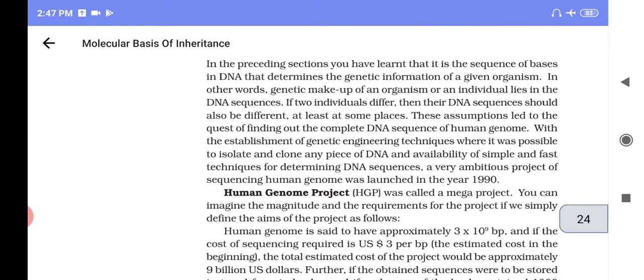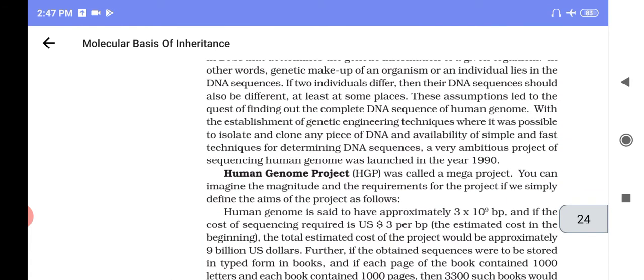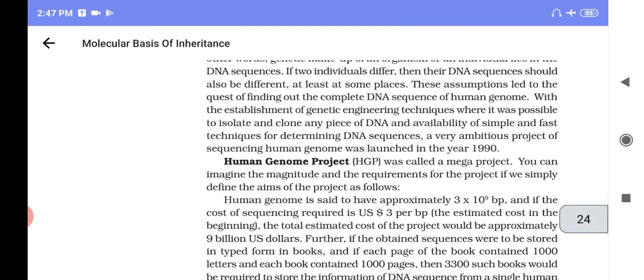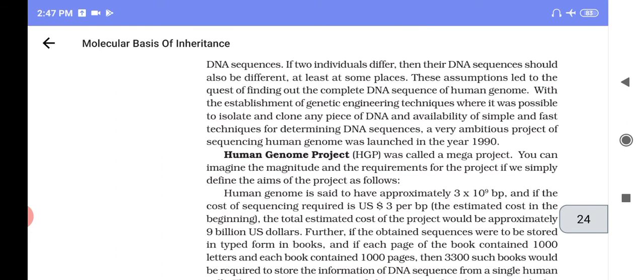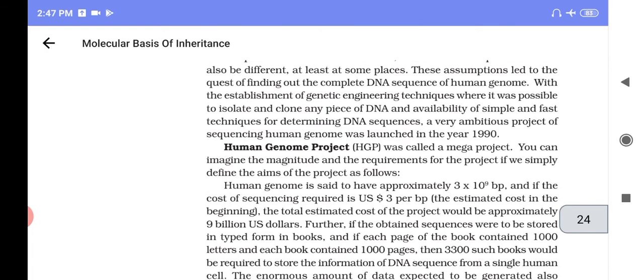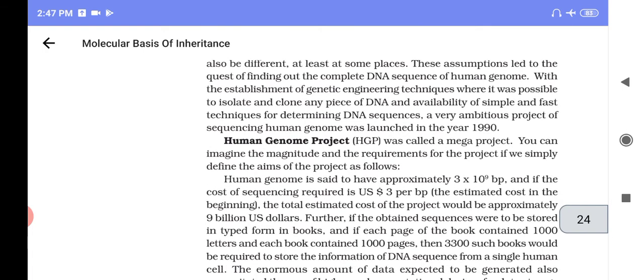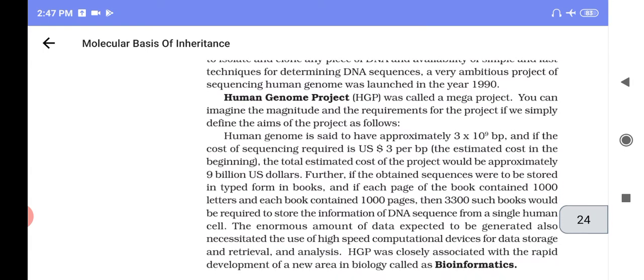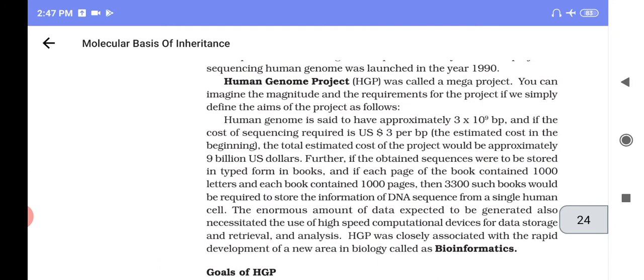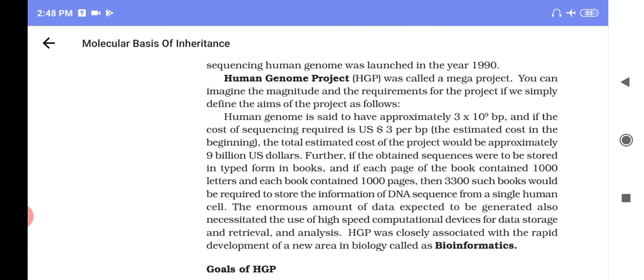With the establishment of genetic engineering techniques, where it was possible to isolate and clone any piece of DNA, and availability of simple and fast techniques for determining DNA sequences, a very ambitious project of sequencing the human genome was launched in the year 1990. The Human Genome Project was called a mega project. You can imagine the magnitude and the requirements for the project if we simply define the aims of the project as follows. The human genome is said to have approximately 3 times 10 to the power 9 base pairs, and if the cost of sequencing is $3 per base pair, the estimated cost in the beginning, the total estimated cost of the project would be approximately $9 billion.